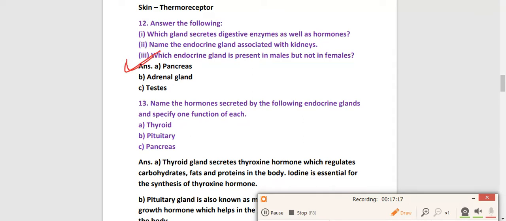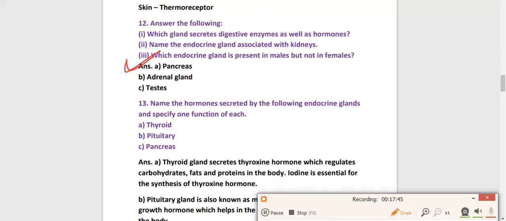In the digestive system, pancreas secretes digestive juices, or pancreatic juices. But in control and coordination, we have seen that pancreas secretes a hormone called insulin, which regulates the blood sugar level in the blood. The second question is, name the endocrine gland associated with the kidney. At the top of a kidney, you can see a cap-like structure, and the name of that gland is adrenal gland, which secretes a hormone called adrenaline.